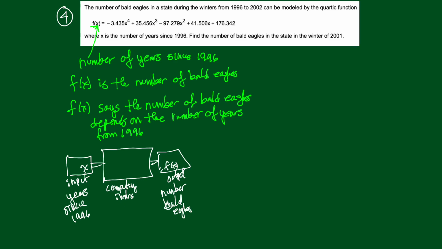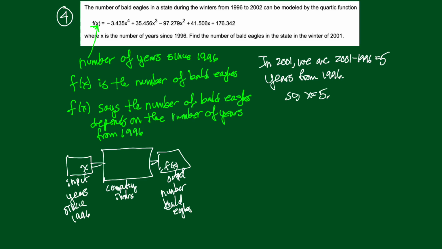So here's what we want to know. Find the number of bald eagles in the state in the winter of 2001. So how about 2001 minus 1996? That's equal to 5 years from 1996. So x is equal to 5. What we need to do now is just put 5 into x, f of 5, and everywhere we see an x, we're going to put a 5.